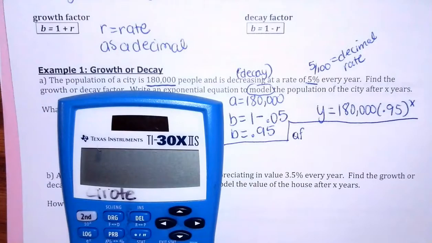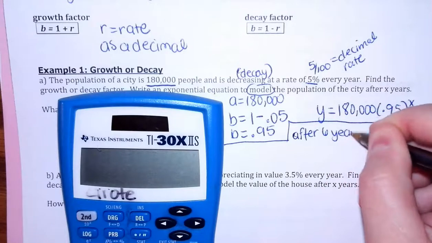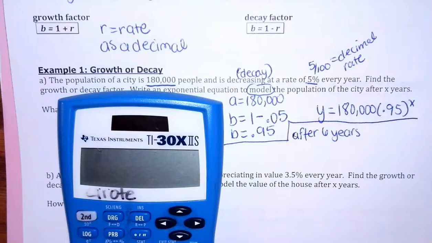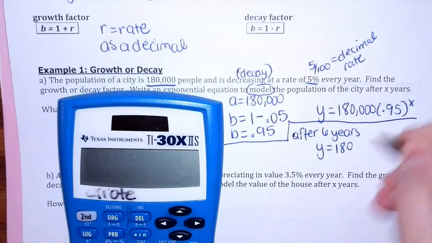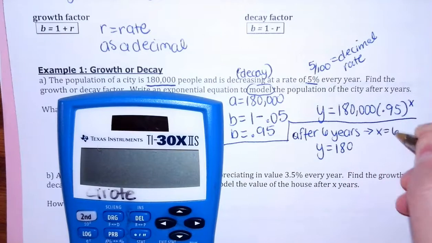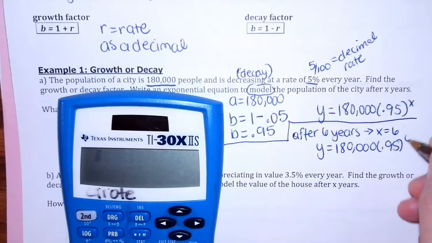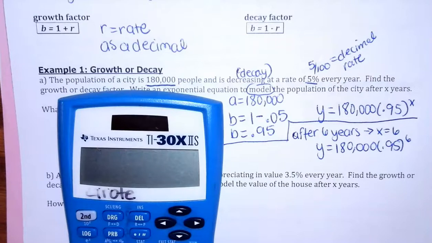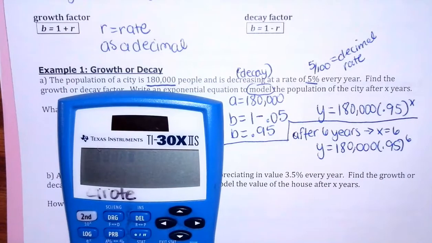So I just drew a little line here. So after 6 years is what the question then wants us to evaluate. You guys can see I pulled my calculator out here. What we would do is just go ahead and plug in 6 for x to evaluate this. Now remember, don't multiply these numbers together. I would just type it into the calculator, 180,000, and then 0.95 to the 6th power here on my calculator.